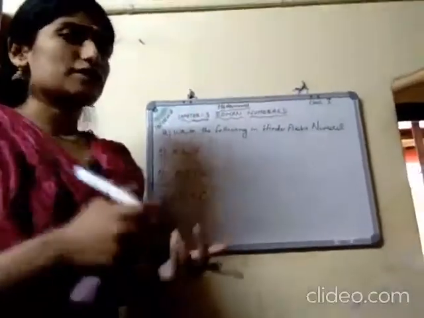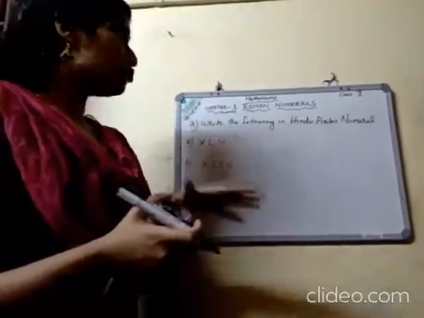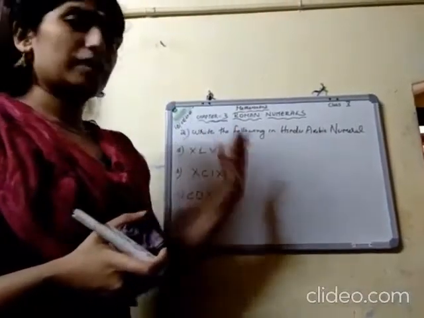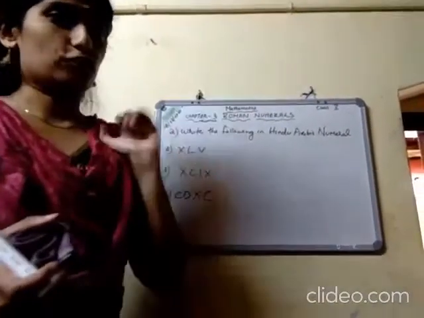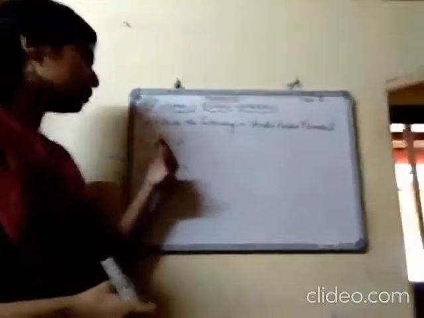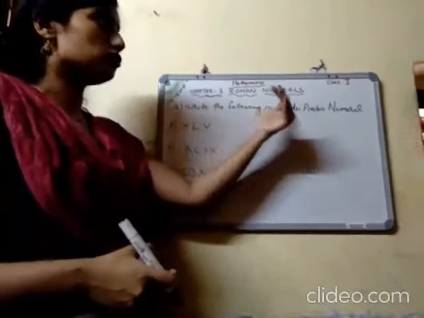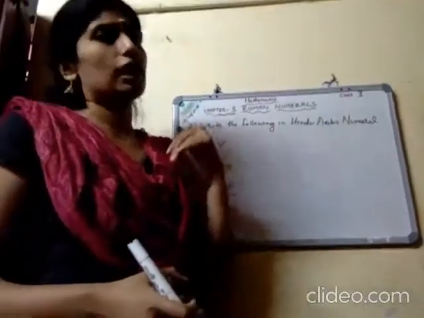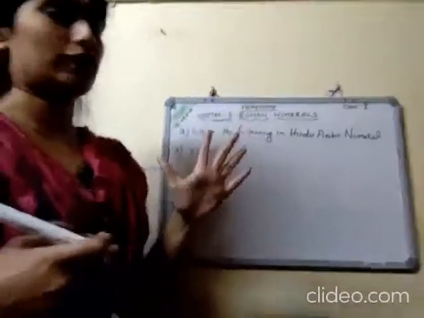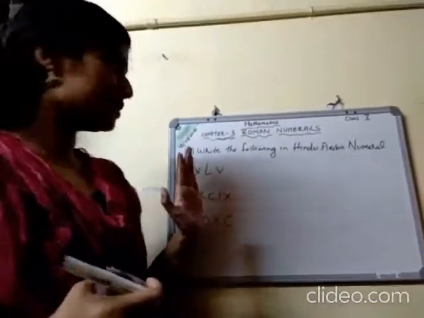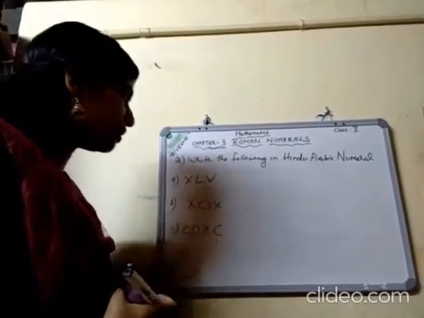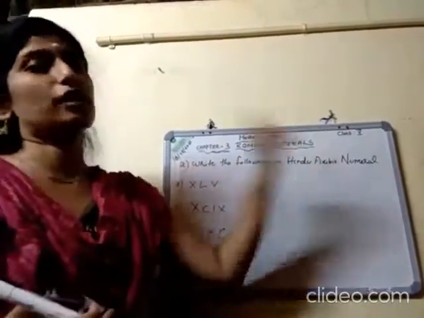Now, in the previous video, we studied how to represent a given Hindu-Arabic numeral as a Roman numeral. Now we can look at how to write a given Roman numeral as a Hindu-Arabic numeral. Hindu-Arabic numerals are the numerals which we write as 1, 2, 3, 4, 5, the usual representation. So now we can see how to write a given Roman numeral into a Hindu-Arabic numeral.